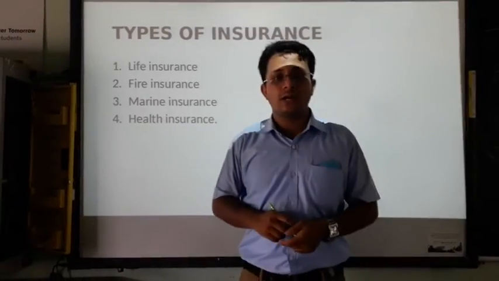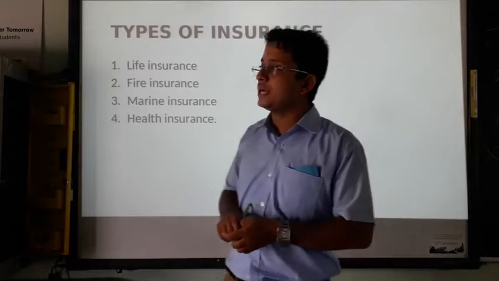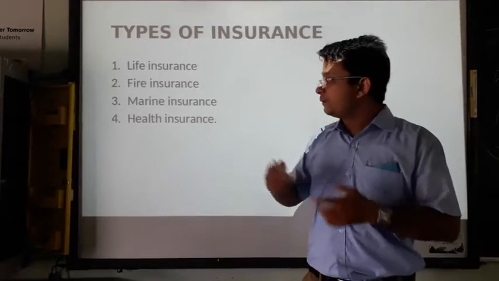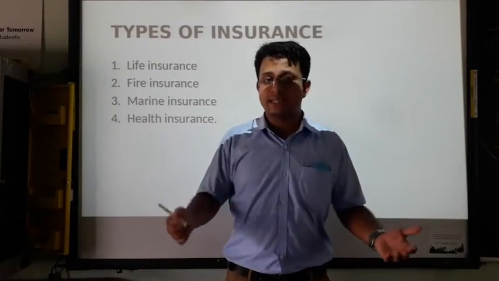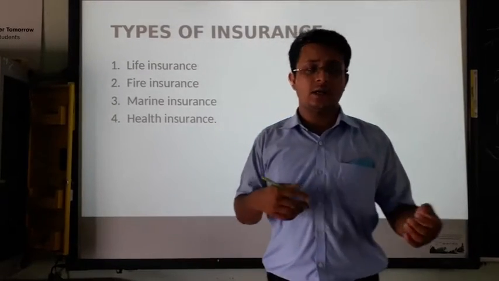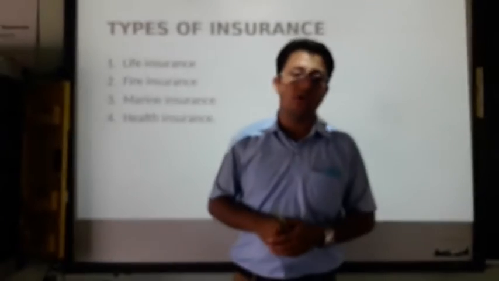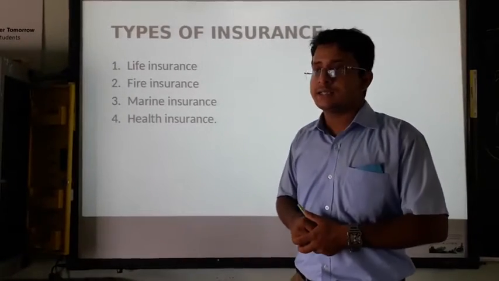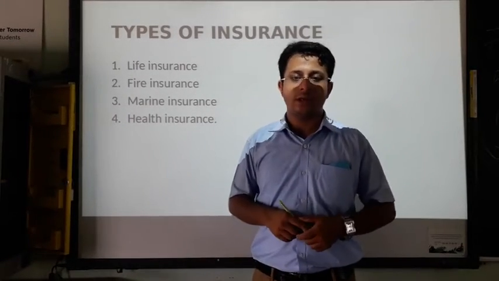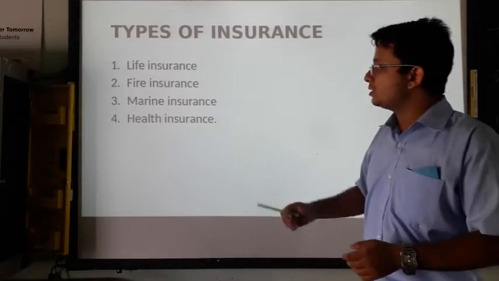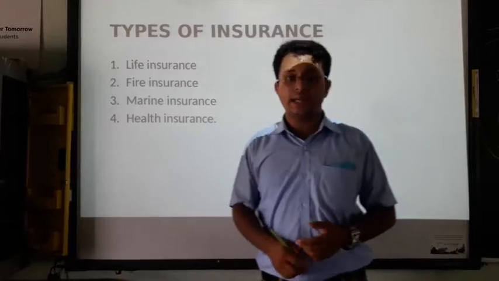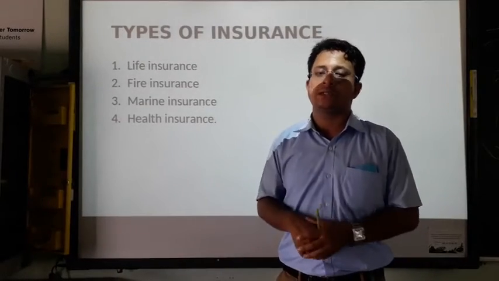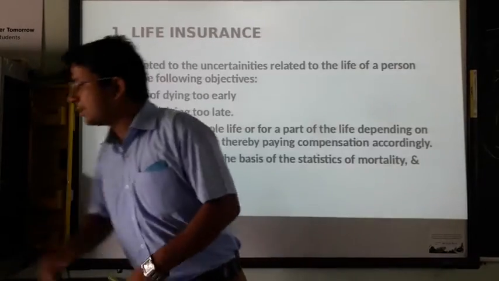Marine insurance is the insurance which is usually done in cases of sea perils, to give protection against the sea perils. That means the various destructions of the sea caused either by piracy, storm, or any other natural calamities which are not in the control of a person. And the last one is your health insurance. Here we will be discussing the different types of health insurance that are available for the life of a person. Okay, let us see one by one.